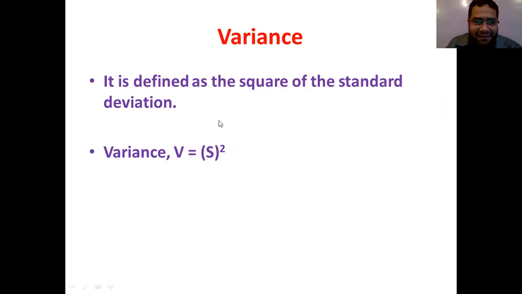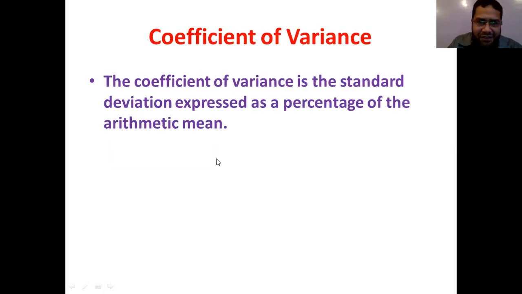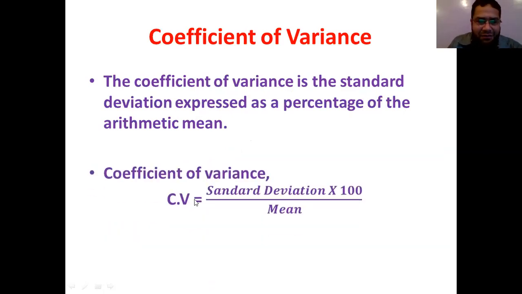Then second is the variance. Variance is defined as the square of the standard deviation, or the square root of the variance is the standard deviation. Then we have the coefficient of variance. Coefficient of variance is the standard deviation expressed as a percentage of the arithmetic mean. So simply, coefficient of variance is given by standard deviation into 100 divided by mean.